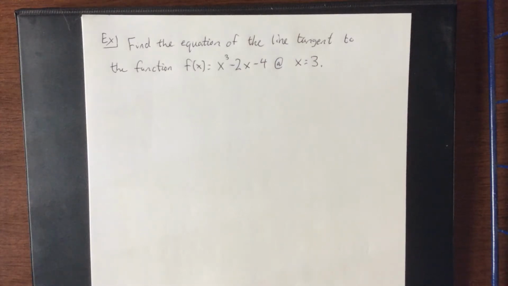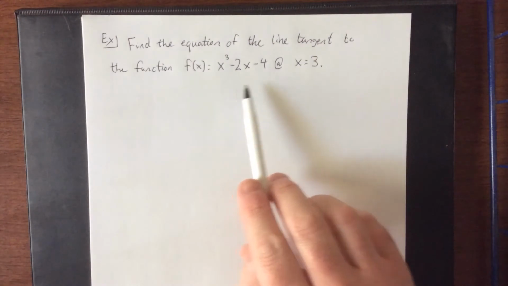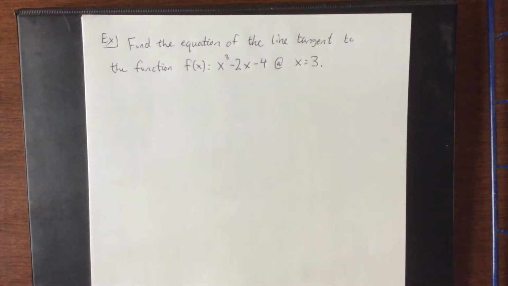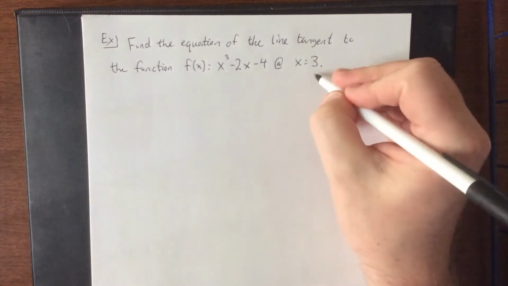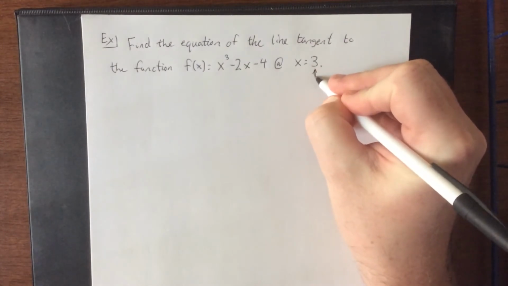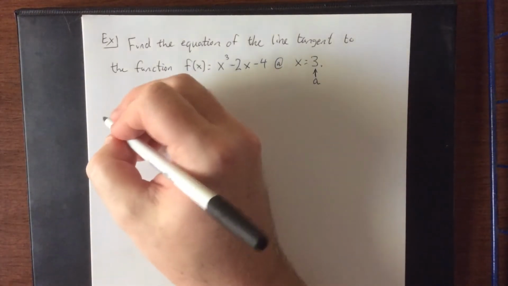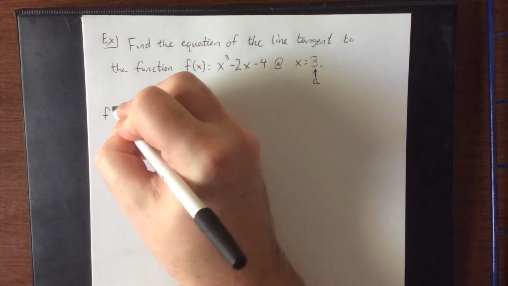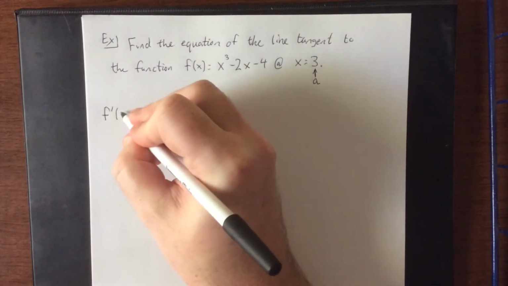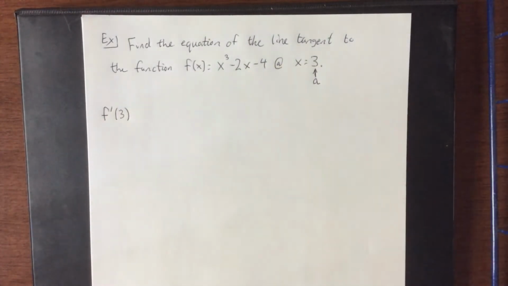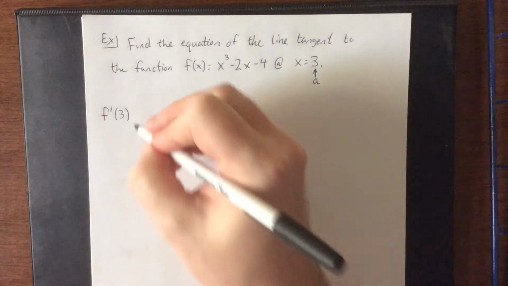So here's an example of the kind of problem that I talked about in our last video. What we're going to do is find the equation of the line tangent to the function f of x equals x cubed minus 2x minus 4 at x equals 3. Now by x equals 3, what we're really saying here is that this value is essentially taking on the role of a. So what we're going to do is set up our two different expressions that we have for what we referred to in the last video as f prime of 3.